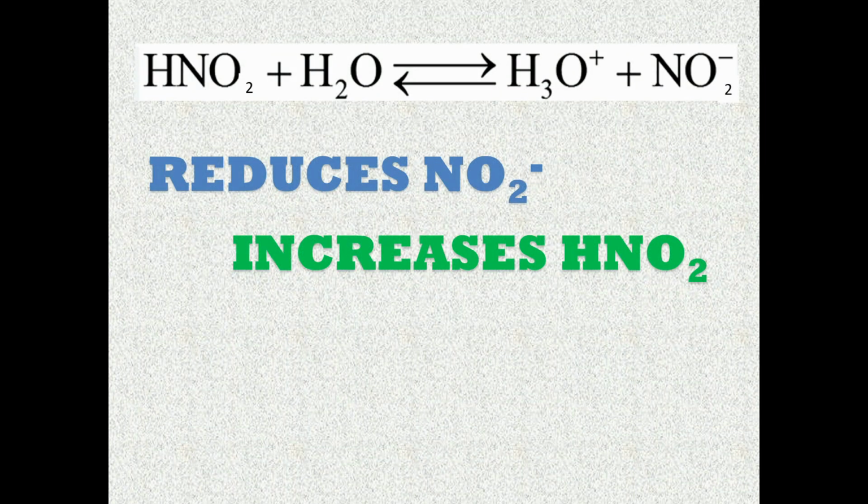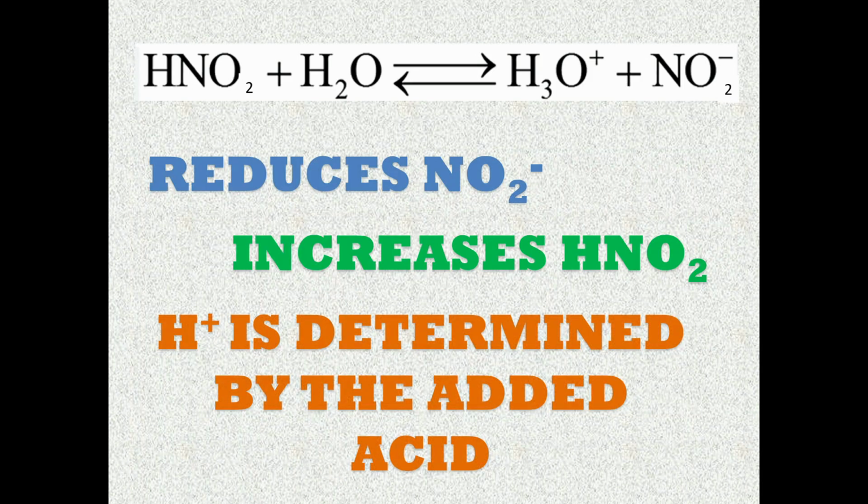Okay, so it reduces the amount of the nitrite ion, NO2 minus. It increases the amount of HNO2, and the H plus is going to completely react with the NO2 minus. How much it decreases the NO2 minus by and how much it increases the HNO2 by is going to be determined by how much of the acid I added. So I'm going to create a brand new equilibrium. I'm going to determine how much of the NO2 disappears and how much of the HNO2 appears. All of the H plus is gone now, and I'm going to create a new ICE box.